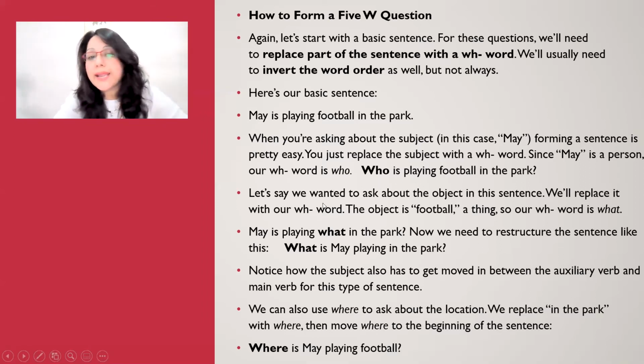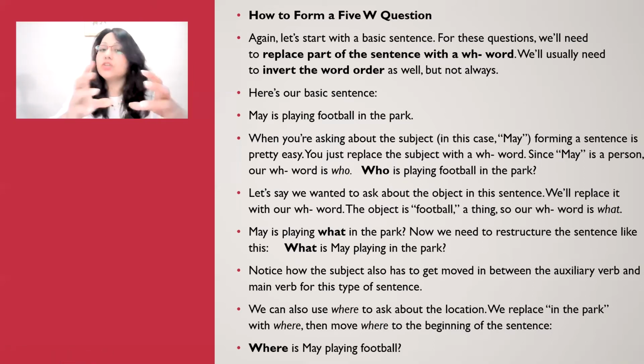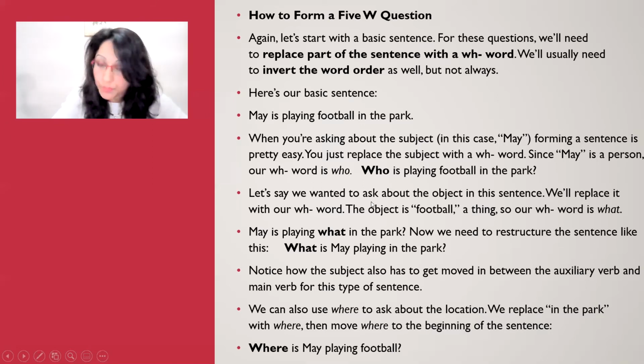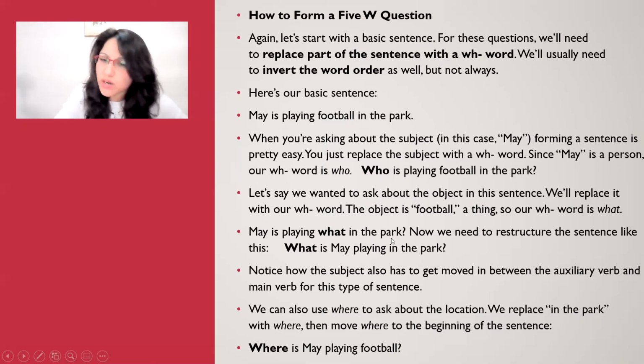Looking at the next one, let's say we wanted to ask about the object in this sentence. Then we'll replace it with a WH word. The object here is your football. Now, if you want to ask about the object, what are you going to do? Football is a thing, so you're going to add the WH word what. So, May is playing what in the park?